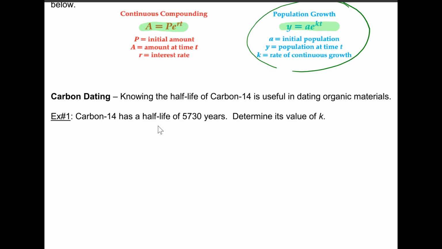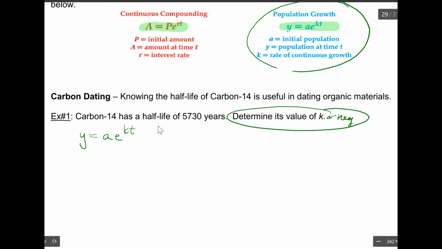Half-life is the amount of time it takes to get to half of what I started with. Let me write the equation: y equals A times e to the kt. Wouldn't it be negative? I am going to have a negative rate of growth. So when I'm determining the value of k, we already know it should be negative because we're shrinking. How much I end with is going to be how much I start with, and my time is 5,730 years.